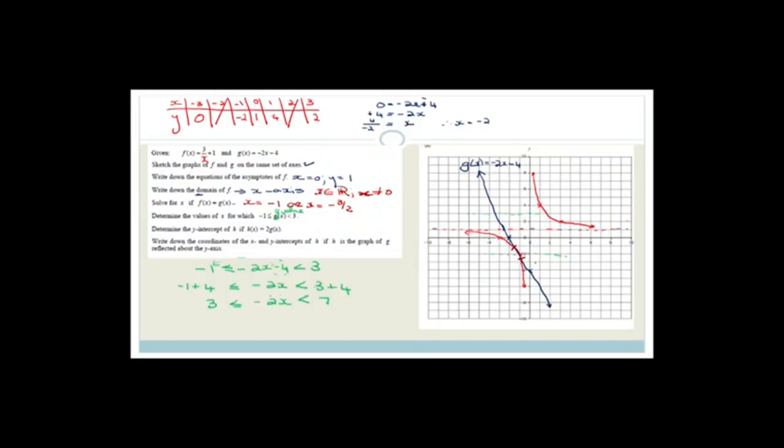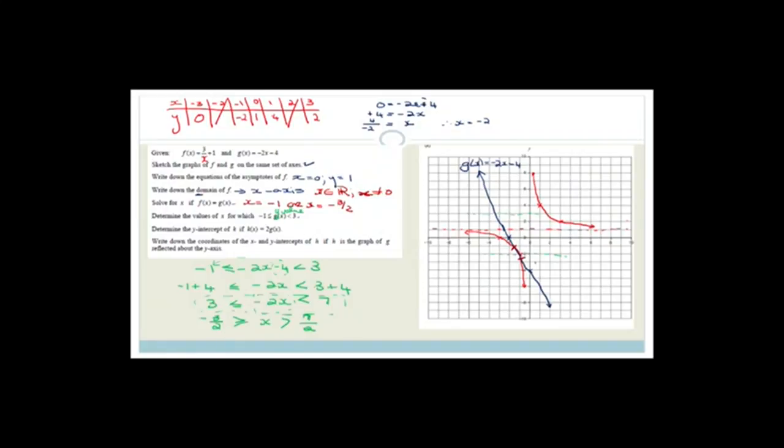Now, if we look at this side of the equation, I need to divide by minus 2 to solve for x. But when I divide by a minus, what do I do? I flip the sign. So it becomes greater than or equal to minus 3 over 2 is x. And now I'm going to do exactly the same thing over here, which means this is going to be greater than minus 7 over 2. Okay.